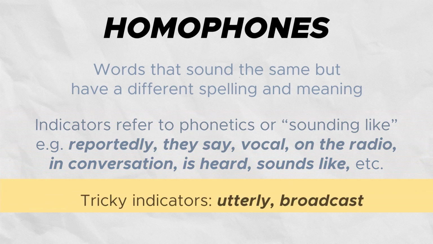A couple interesting tricky indicators. Utterly in normal English refers to completely or absolutely, but cryptic crosswords love looking at things from a different perspective, so it might refer to how a word is uttered or spoken, and therefore might be a homophone indicator. The word broadcast may either be a homophone indicator or an anagram indicator. Now that's just mean, isn't it? We're going to cover misleading clues later on in this series.